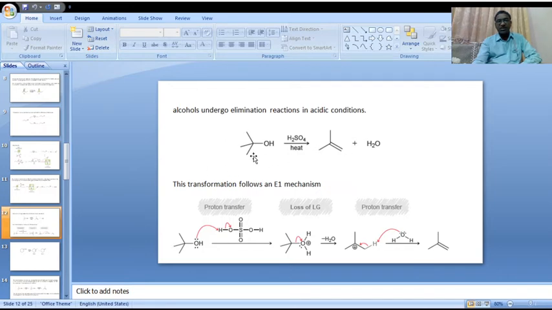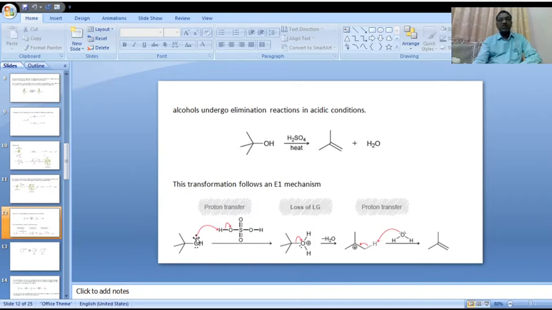For this reaction, we can understand clearly with the mechanism. This transformation, this alcohol to olefin formation, follows an E1 mechanism, elimination unimolecular reaction mechanism. How is it? We'll observe clearly in the mechanism part of this particular reaction.